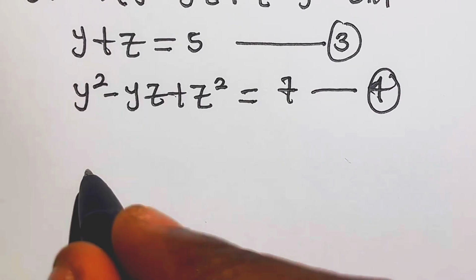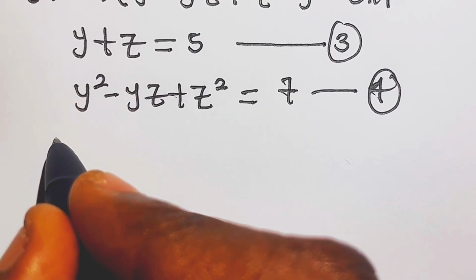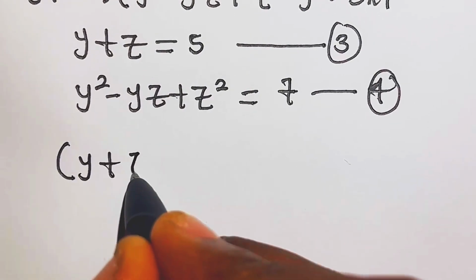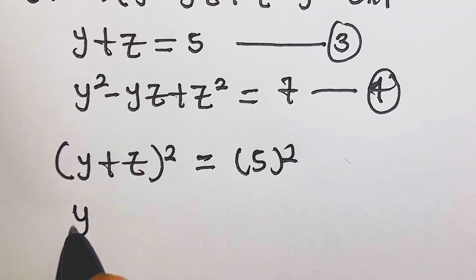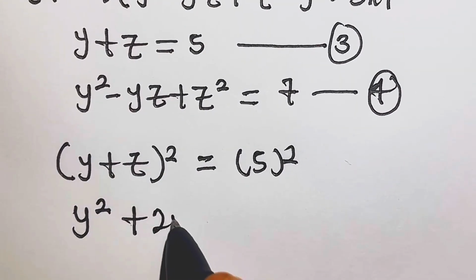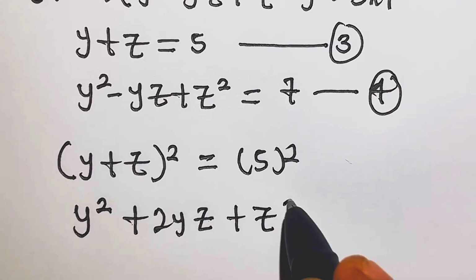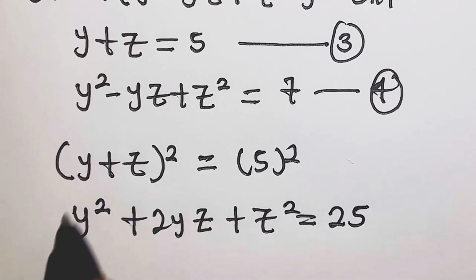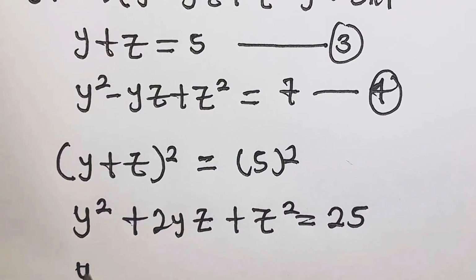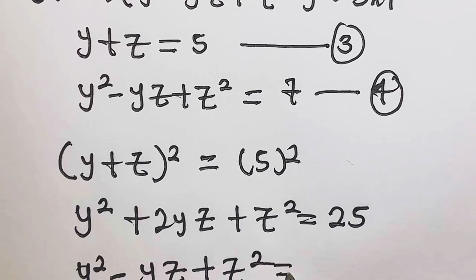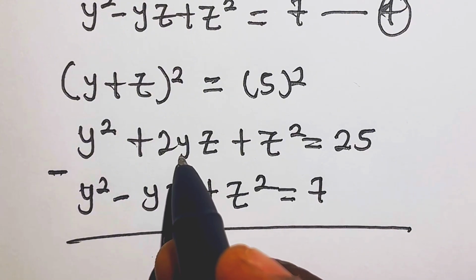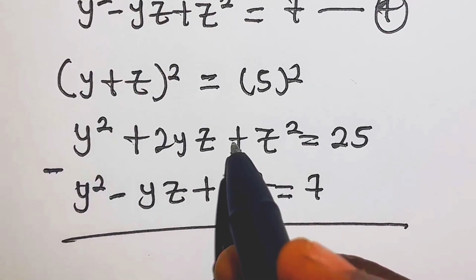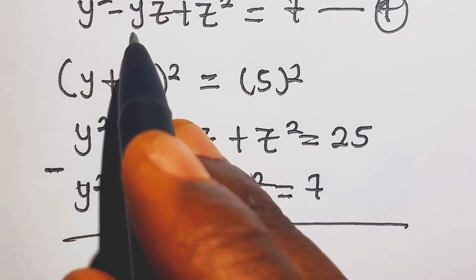So again, let's square both sides of equation 3. We are going to have y plus z square equals 5 square. And if you do, we are going to have y square plus 2yz plus z square equals 25, right? And remember that our equation 4 is y square minus yz plus z square equals 7. So let's subtract equation 4 from the square of equation 3.